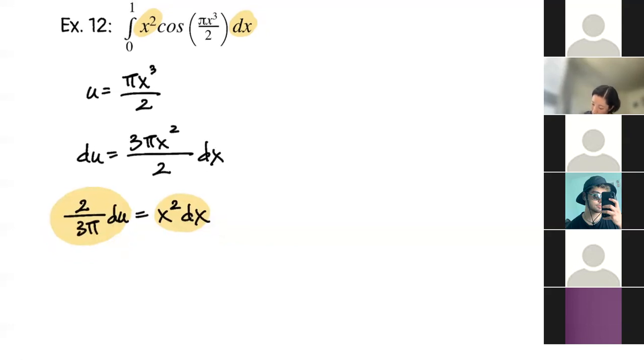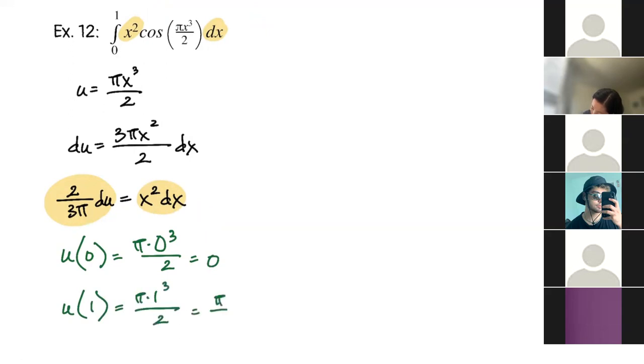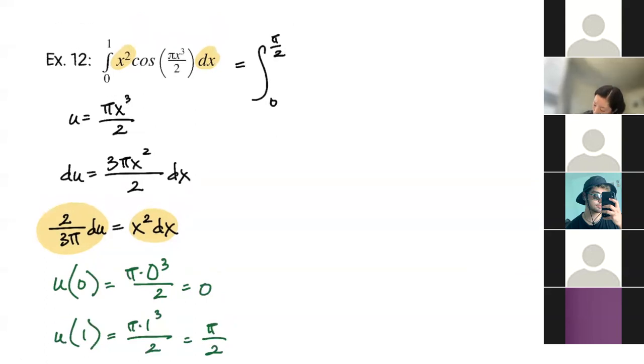All right, let's change our bounds. U of 0 is pi times 0 cubed over 2, which is 0. And u of 1 is pi times 1 cubed over 2, which is pi over 2. Okay, let's sub everything in. We've got an integral from 0 to pi over 2. Now, these are my u bounds. They are not my x bounds. And then I have cosine of u, and then times 2 over 3 pi du.